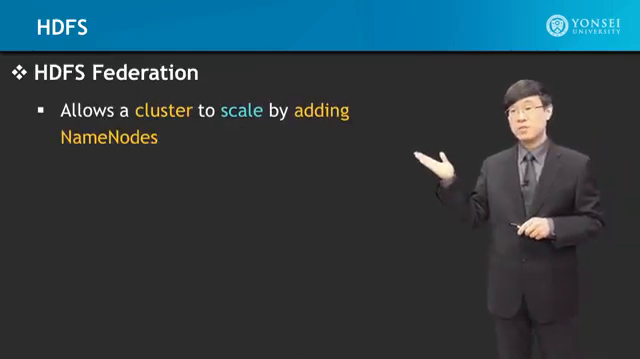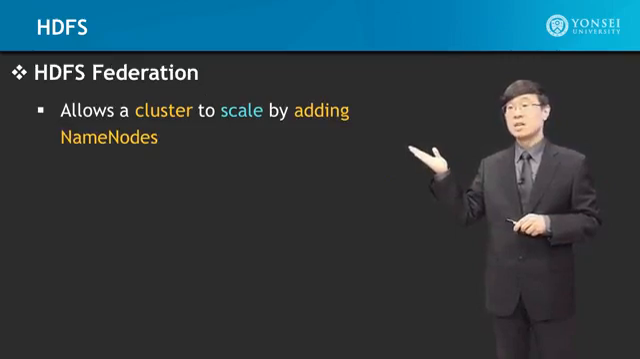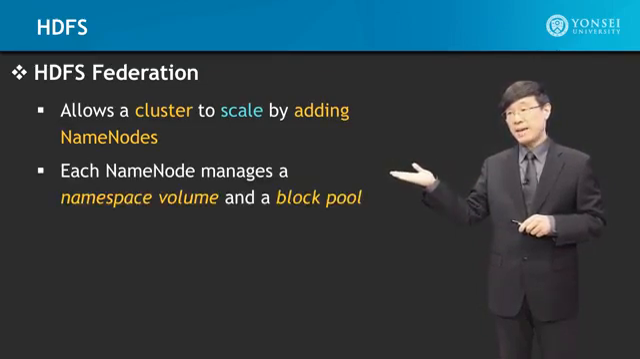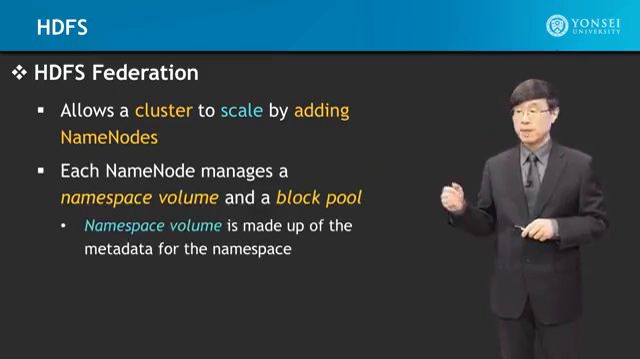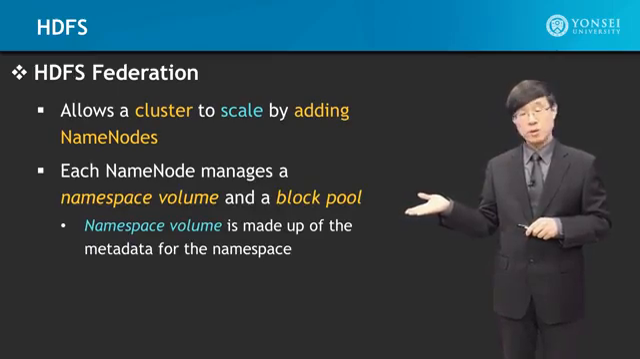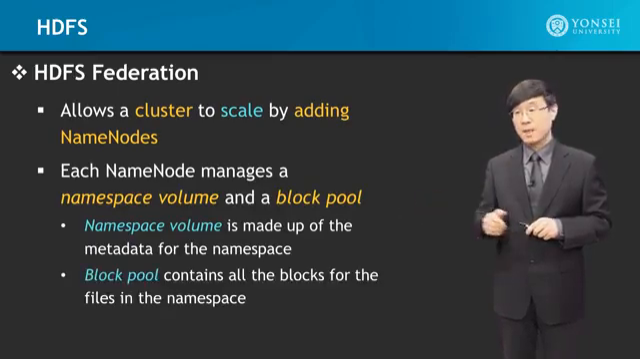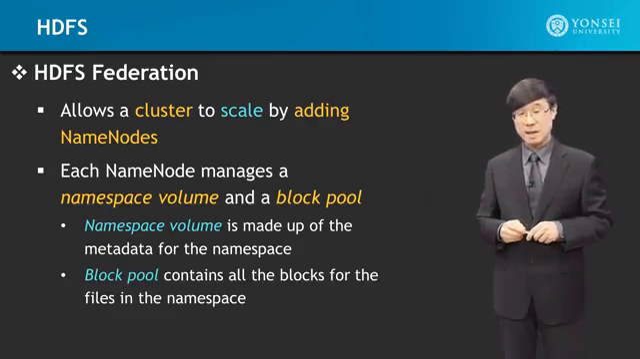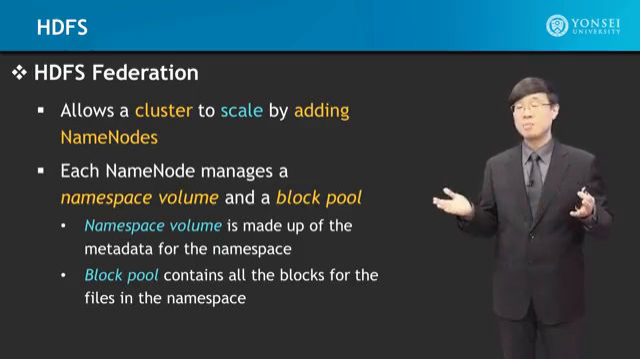The HDFS Federation allows a cluster to scale by adding name nodes, and each name node manages a namespace volume and a block pool. The namespace volume is made up of the metadata for the namespace, and the block pool contains all the blocks for the files in the namespace. And this is all to make the system more reliable and robust.